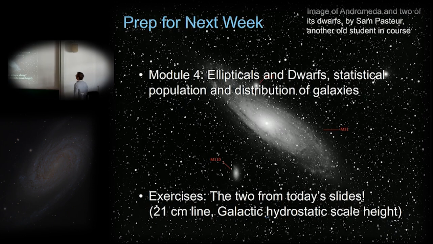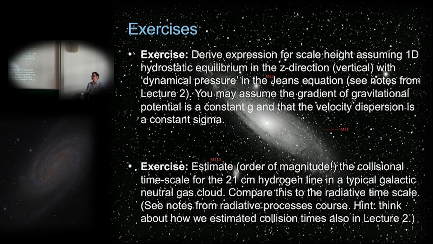All right, that was what I wanted to say for the lecture part today. Next week we're going to move on and talk about ellipticals and dwarfs, and also the statistical population and distribution of galaxies. This is actually a spiral galaxy, but you see three of the dwarfs of the Andromeda galaxy. This is an image of Andromeda taken by another old student in the course who was also an amateur astronomer.